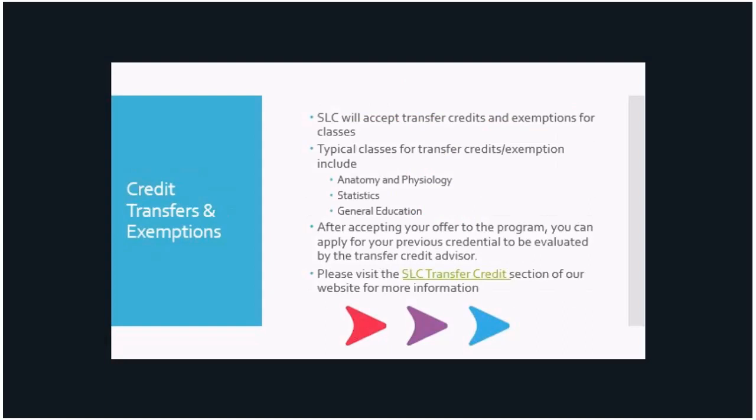From here, we also accept credit transfers and exemptions. Typical classes that receive transfer credits or exemptions include anatomy and physiology courses, statistics courses, as well as our general education courses. After accepting your offer to the program, you can apply for previous credentials to be evaluated by our transfer credit advisors. They also have a page on our site, which is linked in this section as well.